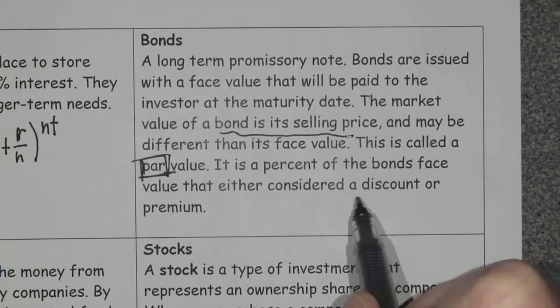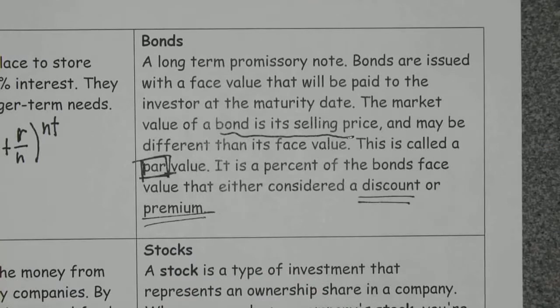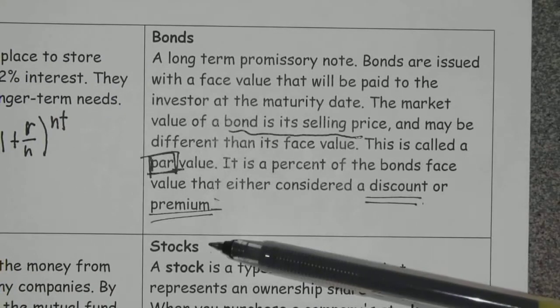When we're dealing with bonds, it's considered either a discount or a premium, depending on if our bond is worth less than its face value or more than its face value. If it's less than its face value, we would be getting that bond at a discount. If it's more than its face value, we would be paying a premium.